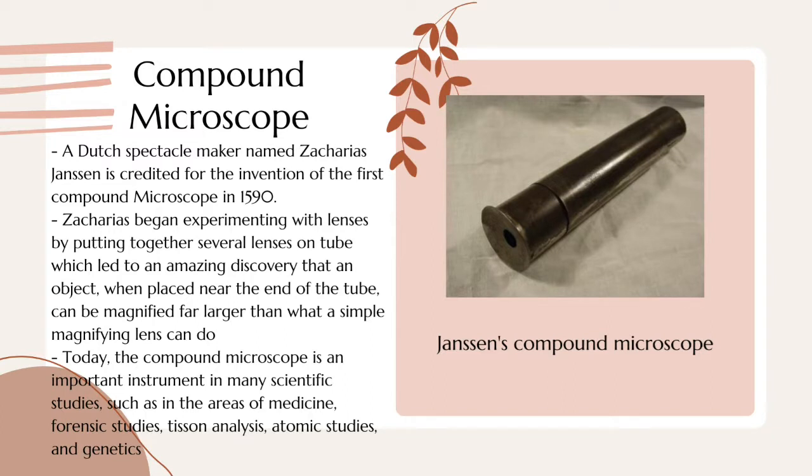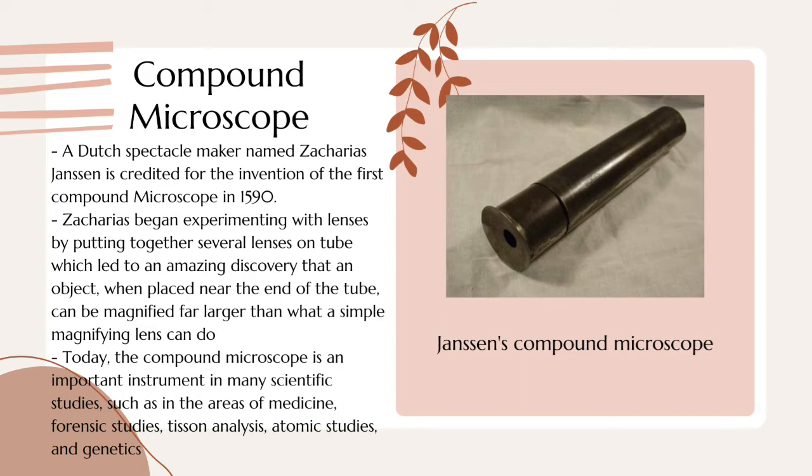So the first invention in modern ages is the compound microscope. A Dutch spectacle maker named Zacharias Janssen is credited with the invention of the first compound microscope in 1590. Zacharias began experimenting with lenses by putting several lenses together on a tube, which led to an amazing discovery: an object placed near the end of the tube can be magnified far larger than what a simple magnifying lens can do.